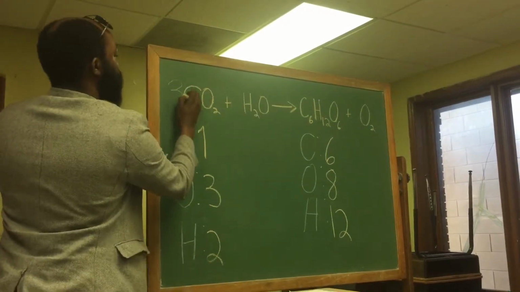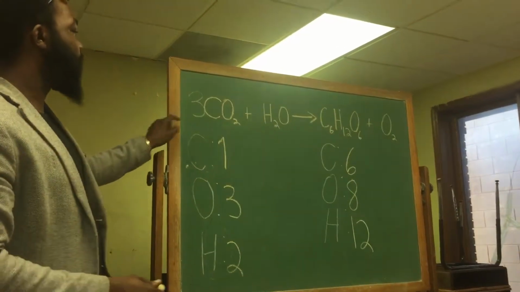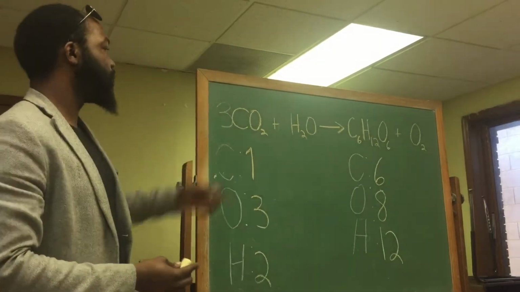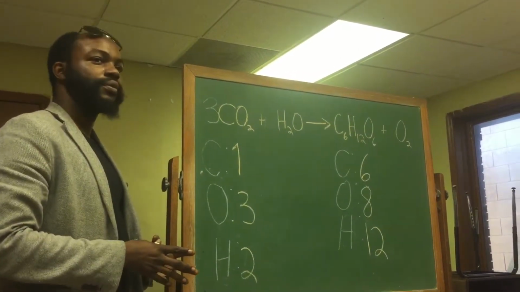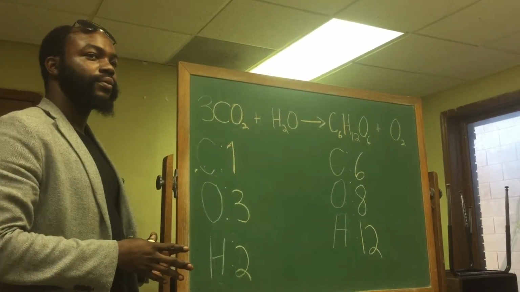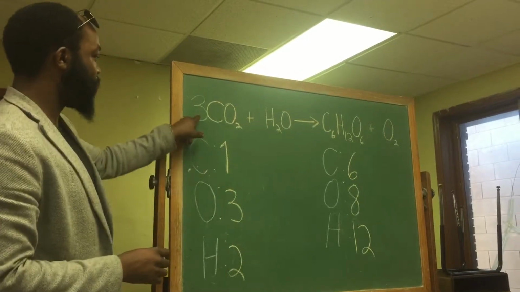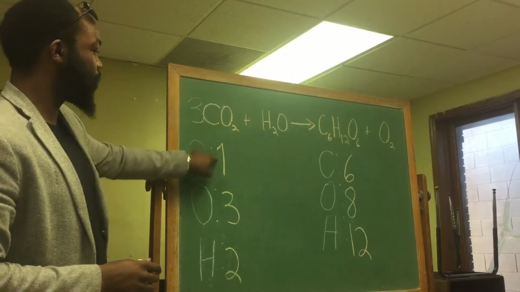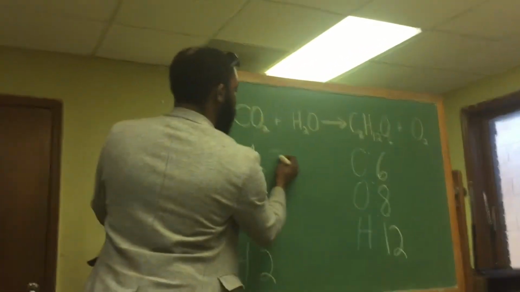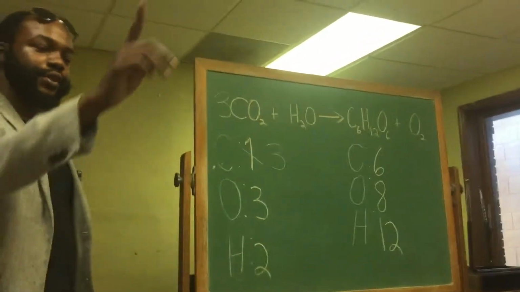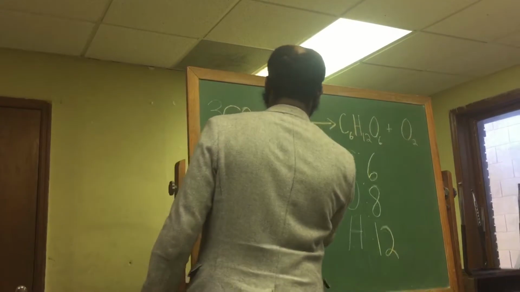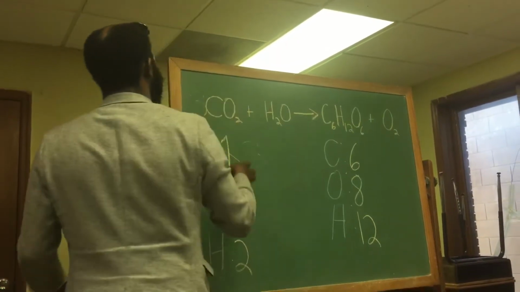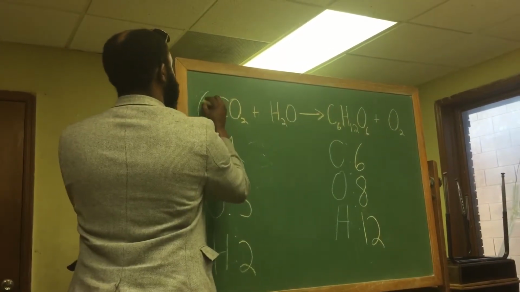If I were to go ahead and put a 3 on this side, then my carbons would change from 1 to how many carbons? Not 6, it would only change to 3, because 3 times 1 carbon would be 3 carbons. That's why you have to put 6 on there. 6, that's the answer I was looking for here.